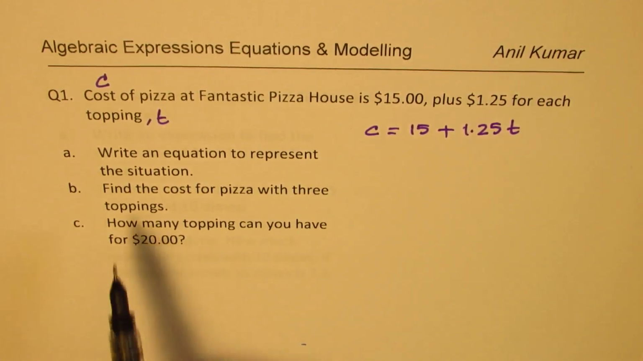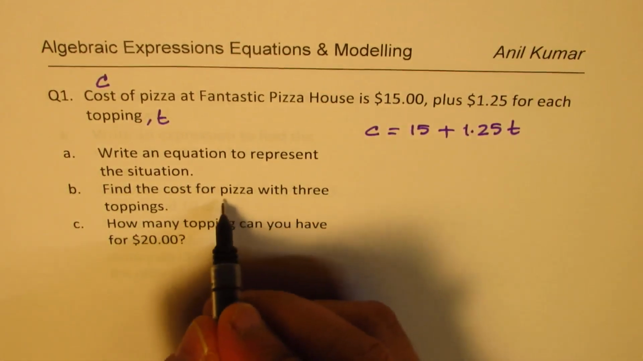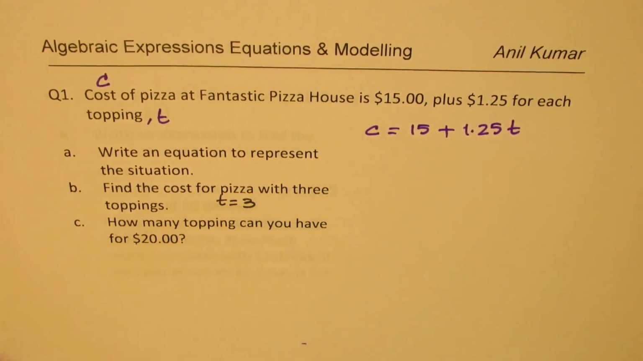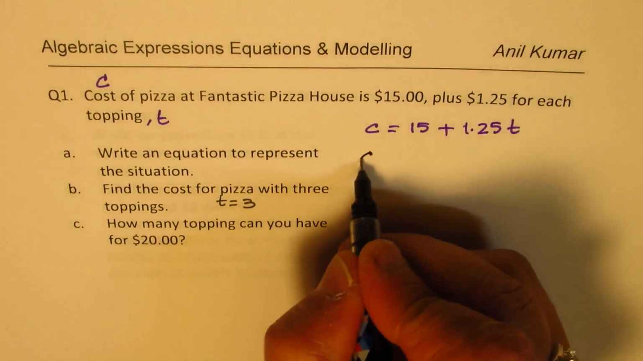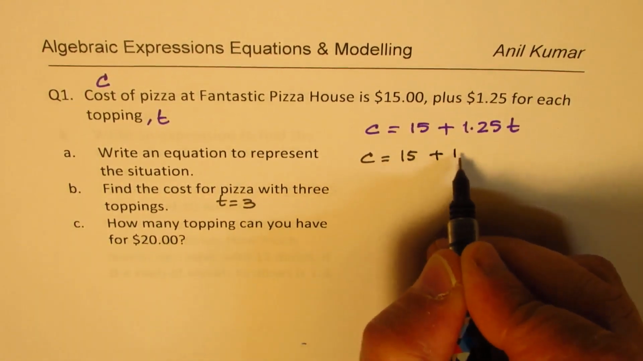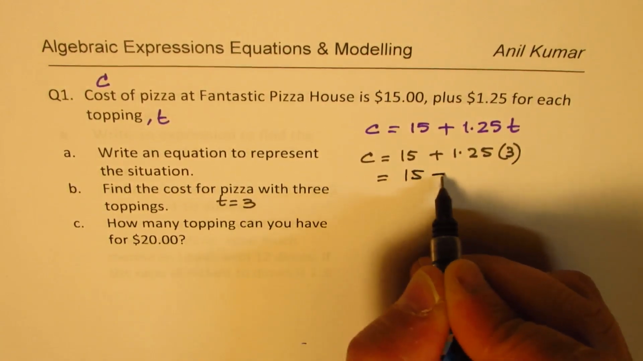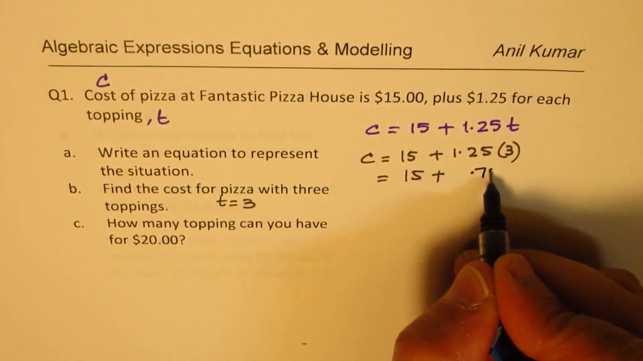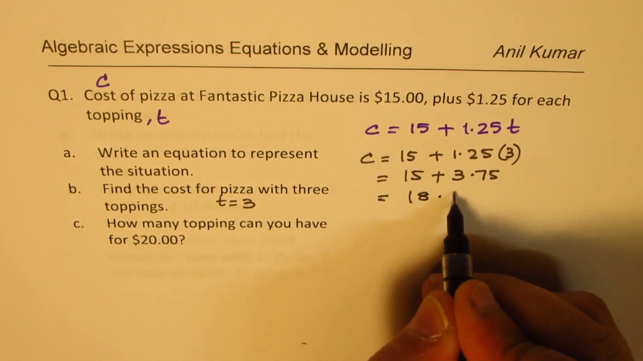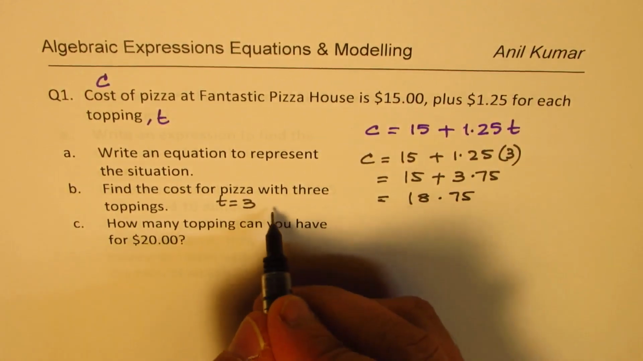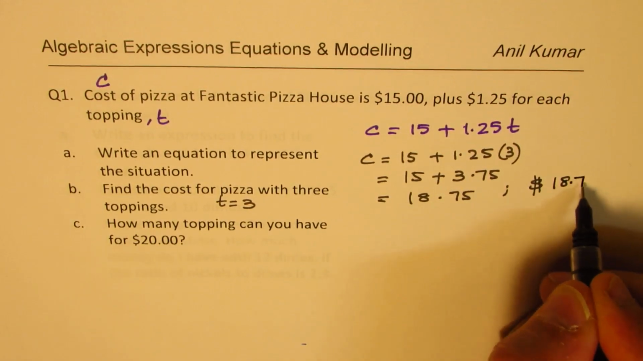Now, part B is find the cost of pizza with 3 toppings. That is to say, here we are given T equals 3. We need to find the cost. So in the equation, we'll replace T with 3. So we get C equals 15 plus 1.25 times 3, which is 15 plus, multiply by 3, that is 75 cents and $3, right? So when you add them up, you get $18.75. So our answer will be, we can write down here, that the cost will be in dollars, 18.75.